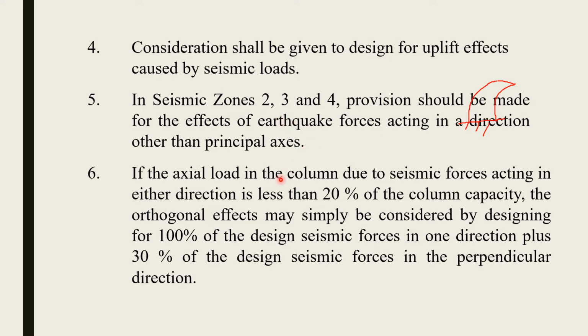If the axial load in the column due to seismic forces acting in either direction is less than 20% of the column capacity, the orthogonal effects, meaning earthquake in both directions, may simply be considered by designing for 100% of the design seismic forces in one direction plus 30% of the design seismic forces in the perpendicular direction. That's how we do the combined effect: 100% of earthquake in one direction and 30% in the other direction.